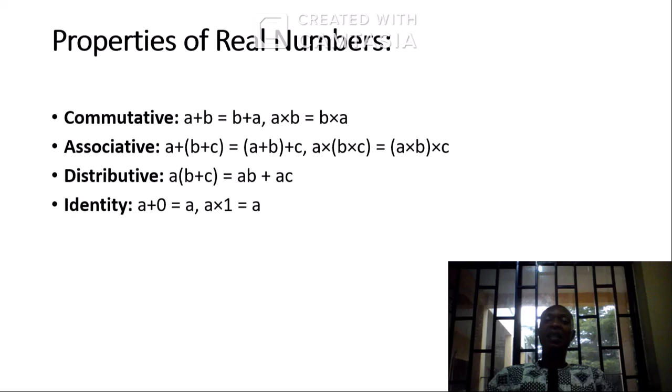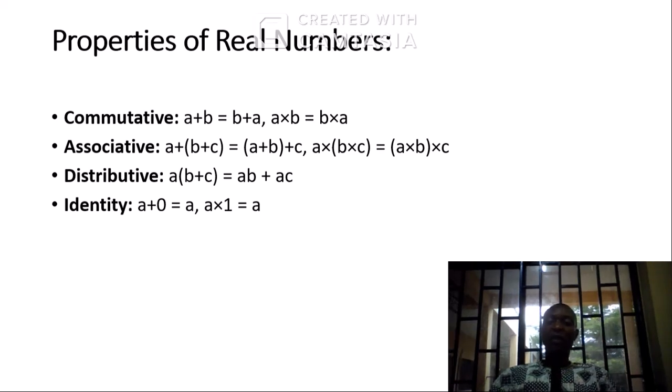We say here that multiplication is distributive over addition. That is, A multiplied by B plus C is equal to A times B plus A times C. And we also have identity. A plus 0 gives us A, and A multiplied by 1 gives us A. So that means 0 is the additive identity, while 1 is the multiplicative identity. The inverse of A will be A raised to the power minus 1.